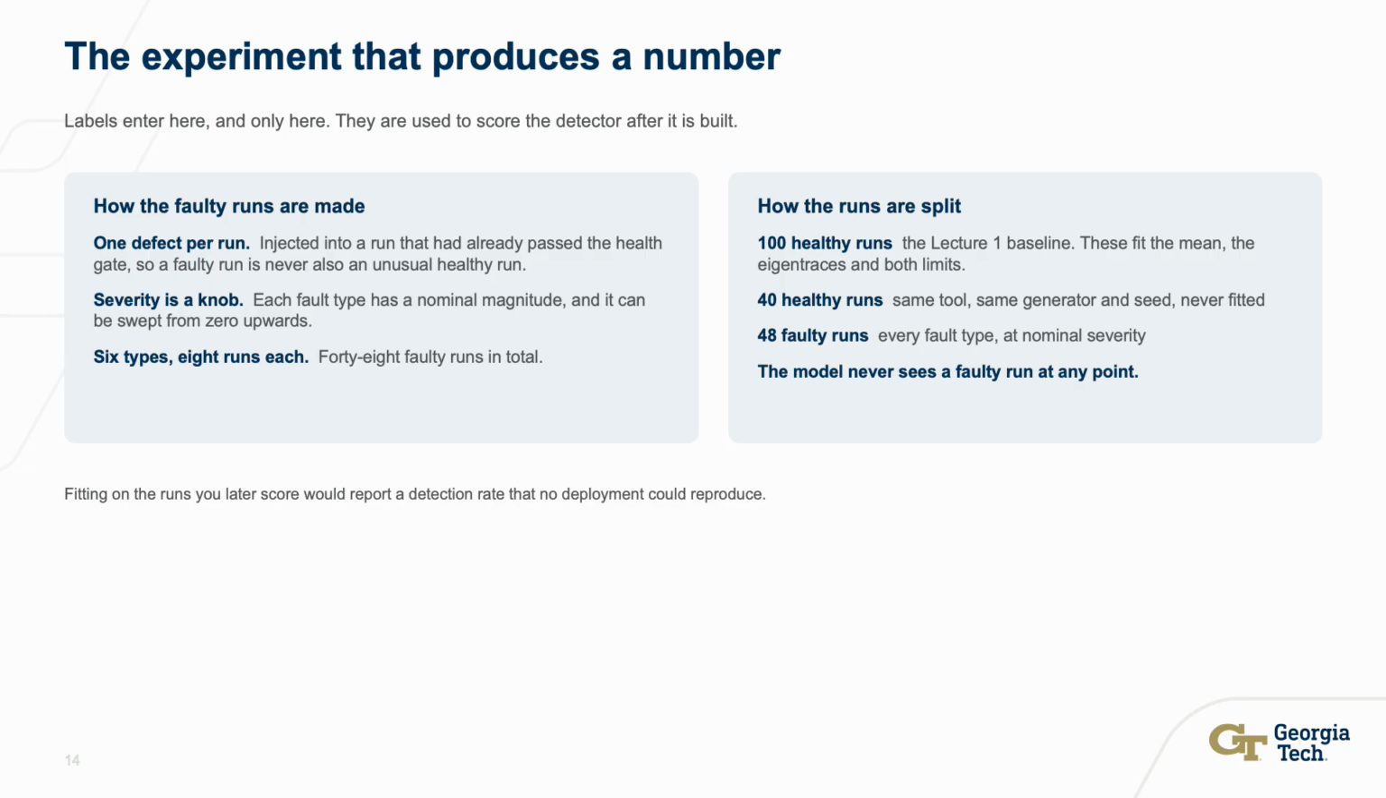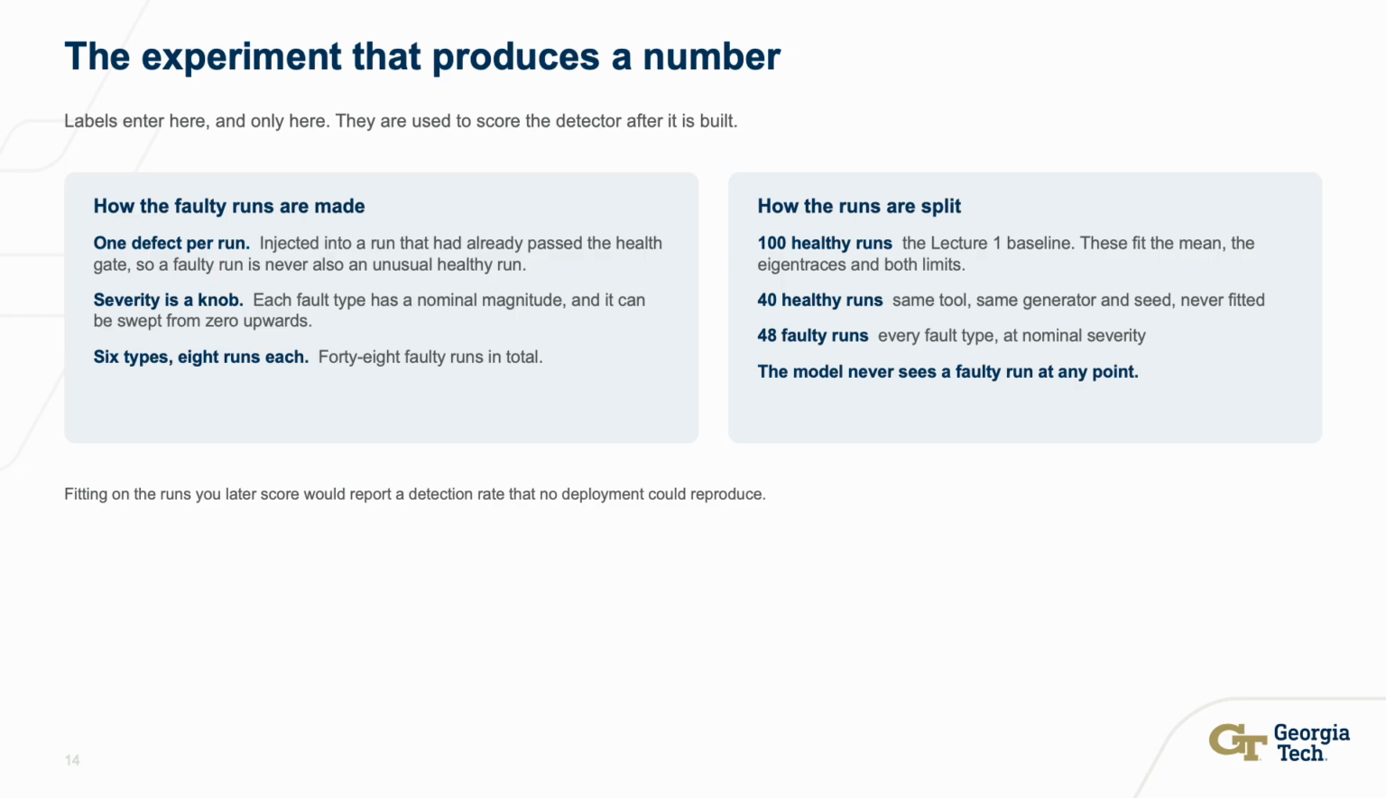Both halves of the slide matter. On the left, how the faulty runs are made: 1 defect per run, injected into a run that had already passed the health gate. That second condition is important. If a faulty run were also an unusual healthy run, you could never separate the 2 effects in the result. Severity is a knob, so each fault has a nominal magnitude that we can dial down later. 6 types, 8 runs each, 48 faulty runs in total.